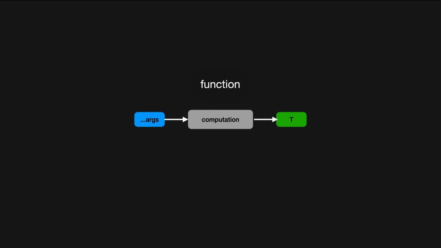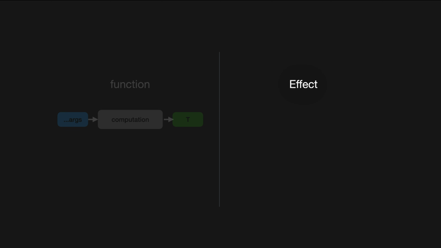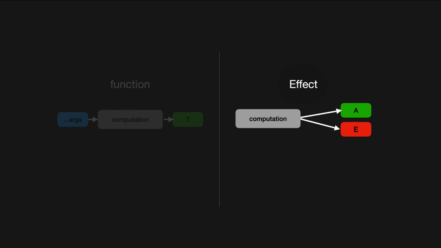A function represents a computation that takes 0 or more arguments and returns a value of type t. Similarly, an effect represents a computation that returns a value a in case of success and returns a value e in case of an error. Type signatures tell a lot of story even without looking at the underlying implementation.